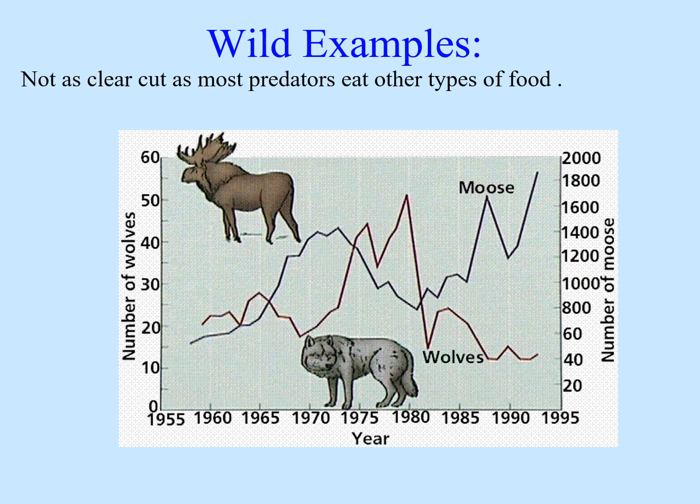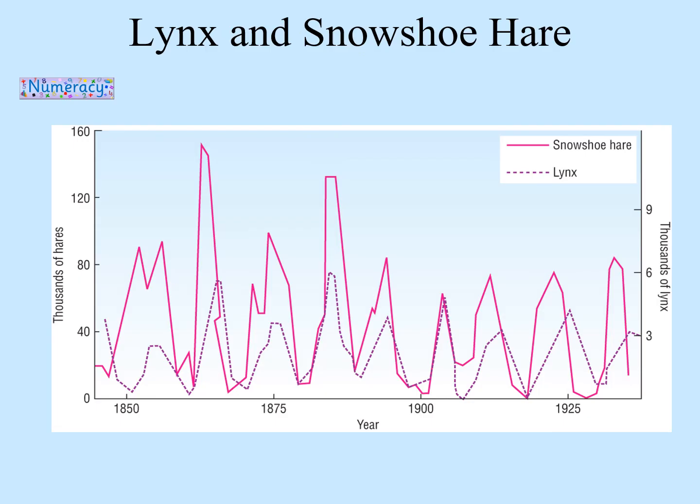Now in the wild it's not as clear because there are a lot of other factors, abiotic or biotic, influencing the success rate of the predator or the prey. So if you have a look at this example, this shows you the link between the lynx, which is a big predatory cat. Okay, so the lynx is your predator, and the hare is the prey.